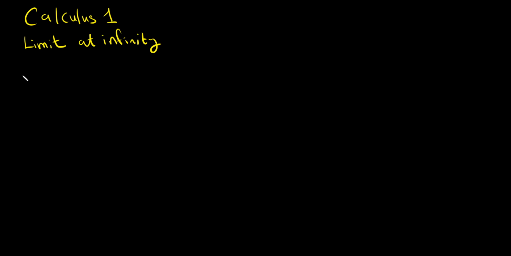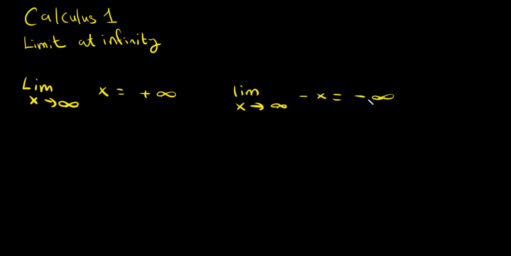I'm just going to give you a quick example. Let's do the limit as x approaches infinity of x. It's going to give us plus infinity, right? But if I put the limit as x approaches infinity of minus x, it's going to give us minus infinity. So that's a basic concept you need to know about. There's minus infinity and plus infinity. You just need to know when it's minus infinity or plus infinity.